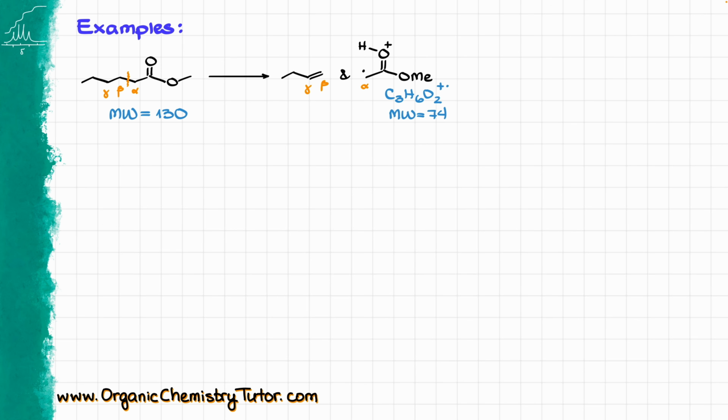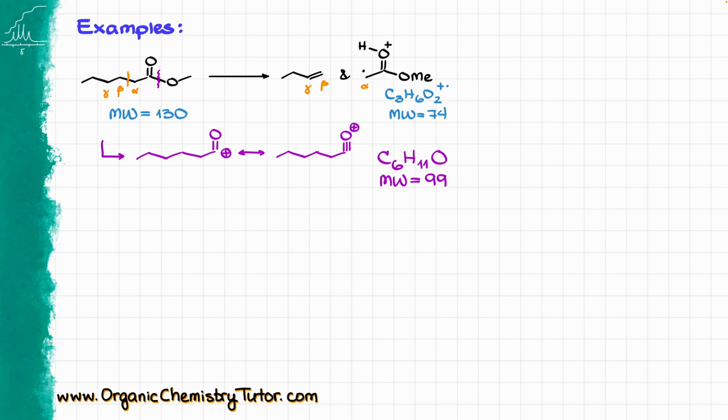Now, like in the previous case, there are a couple more fragmentations that we can expect here. One possible fragmentation is going to be the loss of this OCH3 group, and in this case, like in the previous example, we're going to end up with this carbocation, which is of course stabilized by the resonance. That one is a C6H11O species, and the molecular weight of that species is going to be 99, so we're going to be looking for that peak in our mass spec.